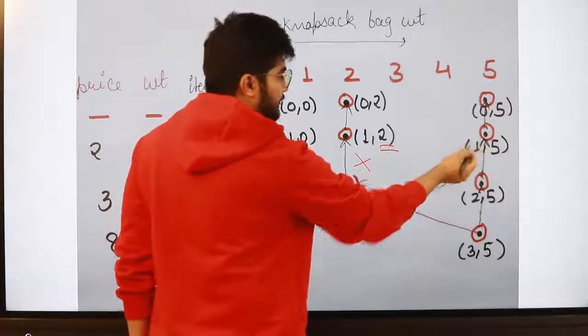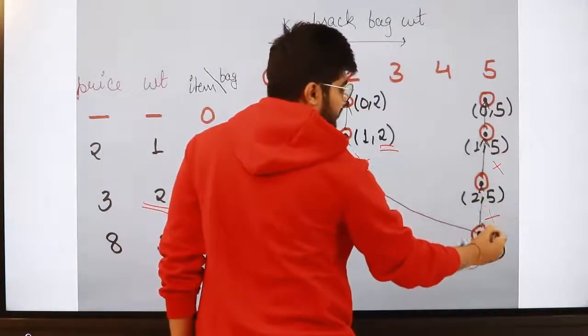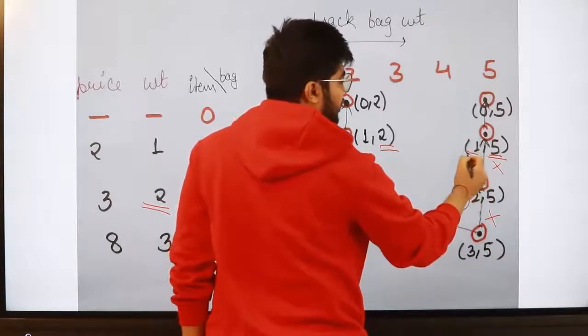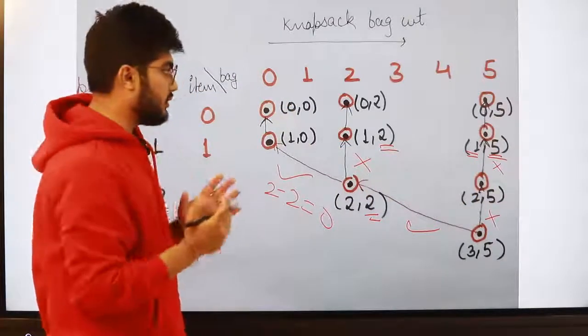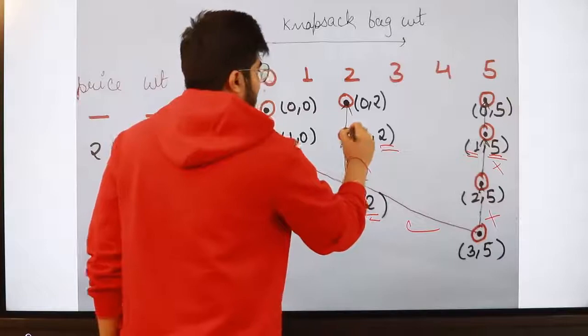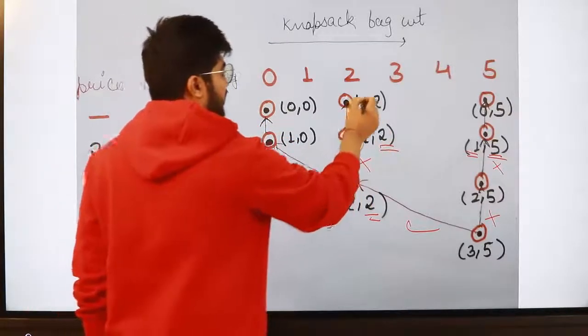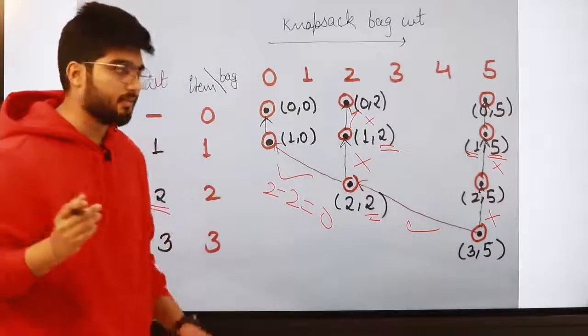Okay. So similarly, if you don't include the second item also, what happens? Your capacity remains the same and you move from item 2 to 1. Similarly, if you don't include this particular item, that is item number 1, then you will go from this state to the 0 item and you will be left with 2 kg.